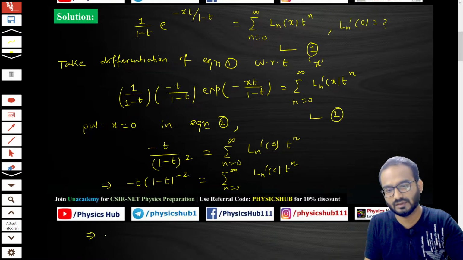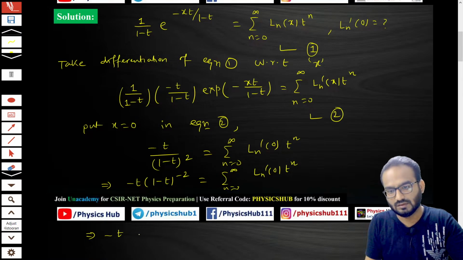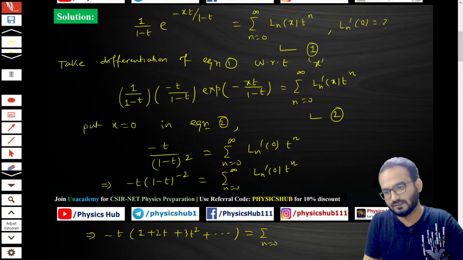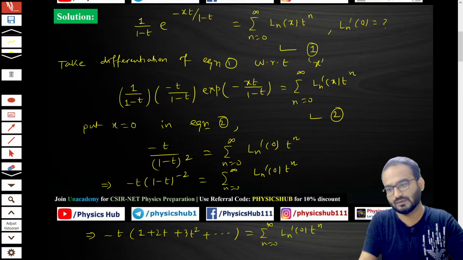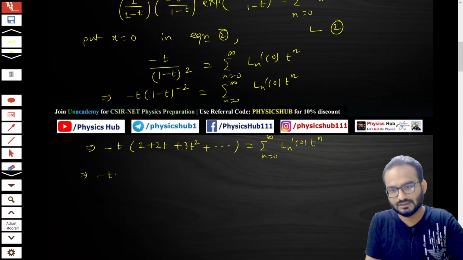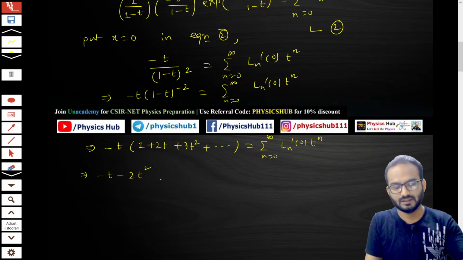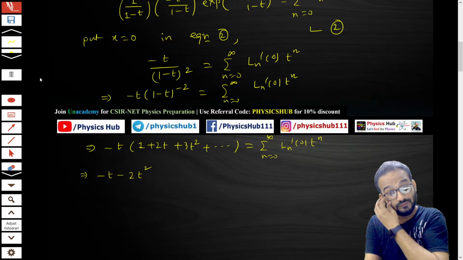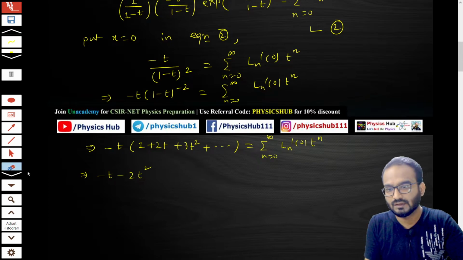If you have any confusion, you can just write it in the comment section. This will be 1 plus 2t plus 3t square and so on, equal to the sum from n equals 0 to infinity of L_n prime of 0 t to the power n. So let's calculate this. This is minus t minus 2t square. Okay, before we go to this, let's try to write the general term here.